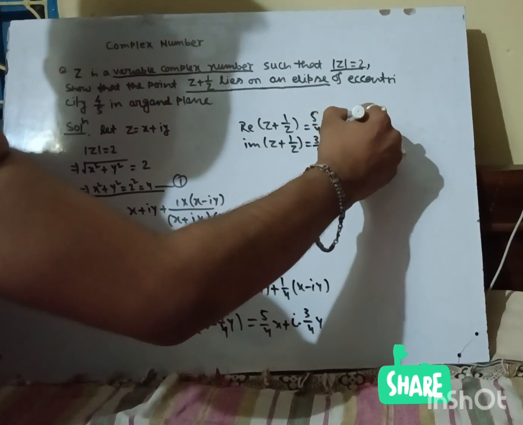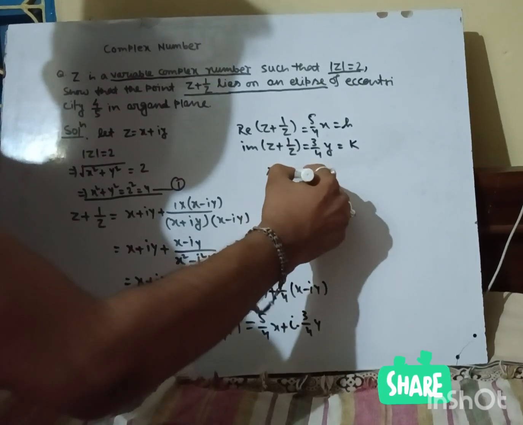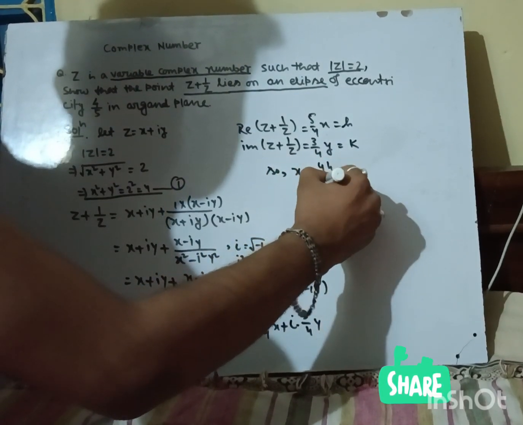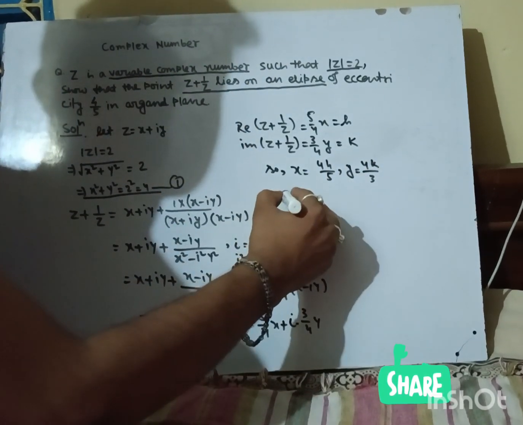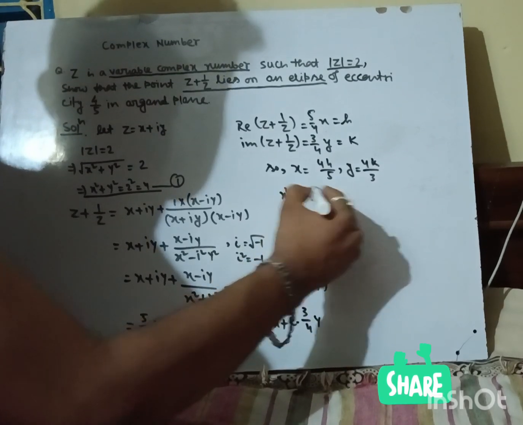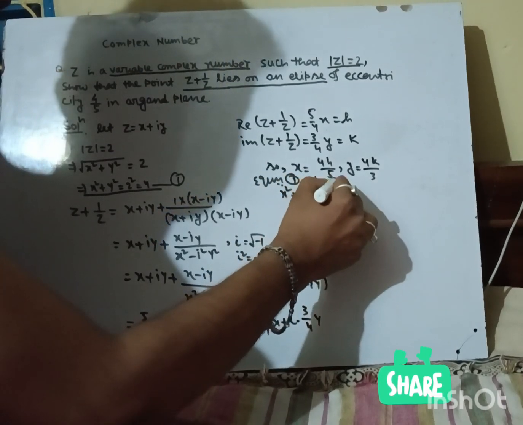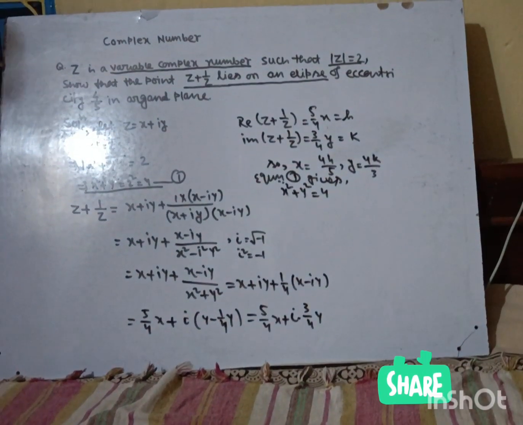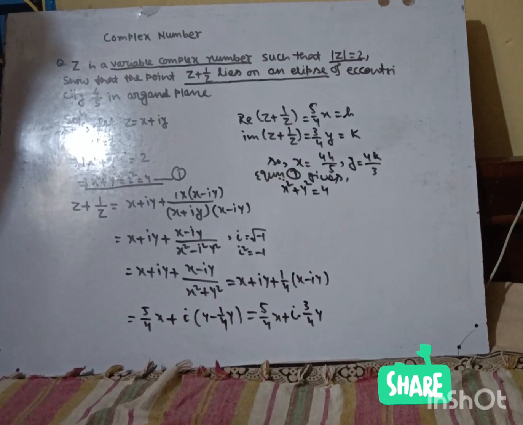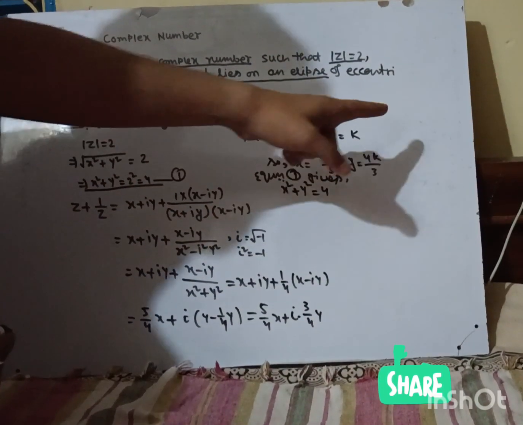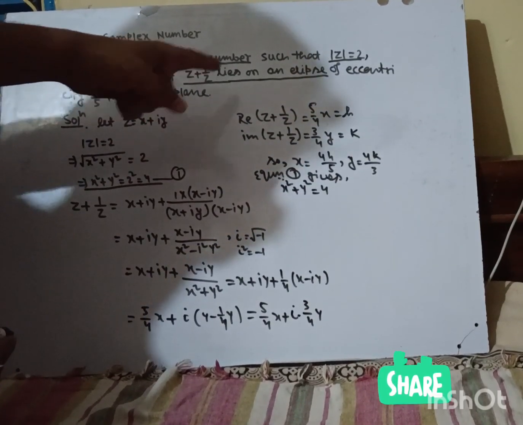Now we consider the real part as h and the imaginary part as k. So x is equal to 4h by 5 and y is equal to 4k by 3. That means x square plus y square equal to 4 from equation 1. Our target is to eliminate x and y from equation 1 and get the equation of the locus of the variable complex number z plus 1 by z.